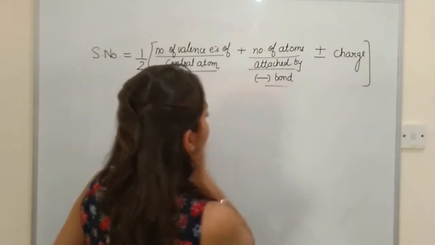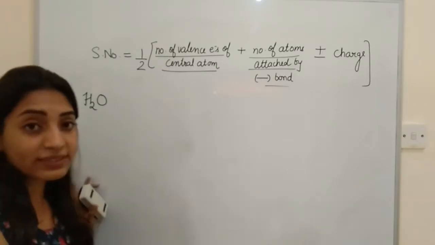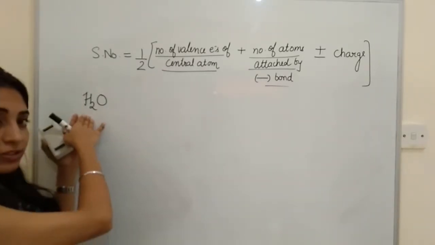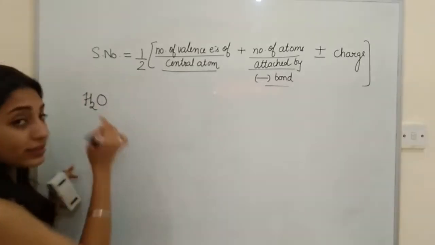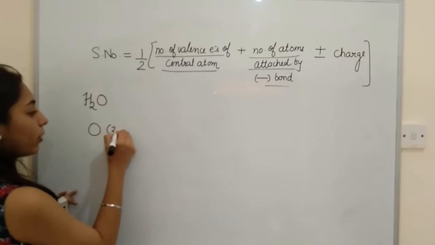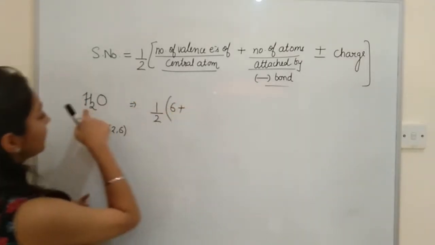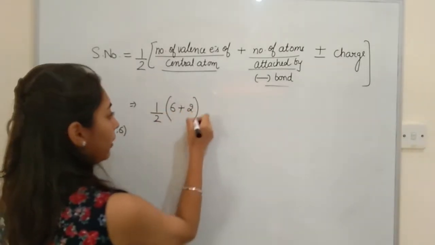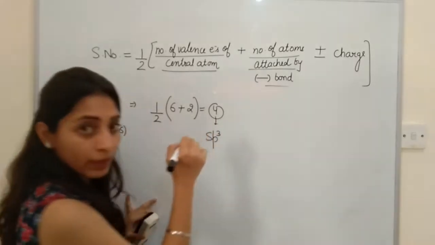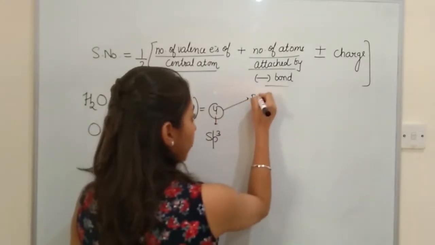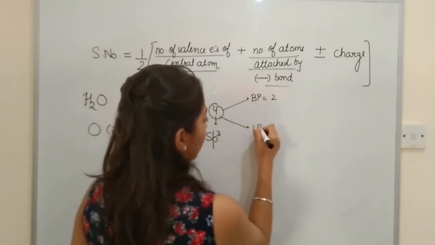Now the question is water. First of all, you have to choose the central atom. Now it's not that hydrogen is written here, so you will write hydrogen as central atom. No, hydrogen is very small. So we'll choose oxygen as central atom. Oxygen is 2,6. Half number of valence electrons 6 plus number of atoms attached by single bond 2, which is 4. As soon as I write 4, I'll write sp3. But the problem is out of 4, only 2 bonds are to be prepared. So bond pair will be 2, lone pair will be 2.